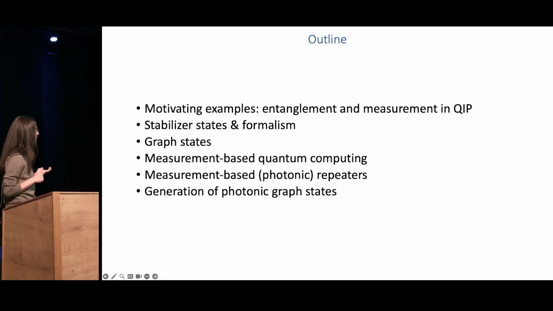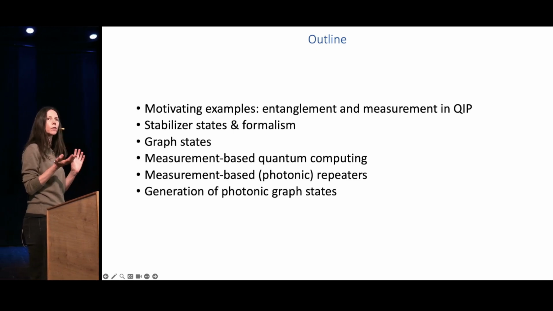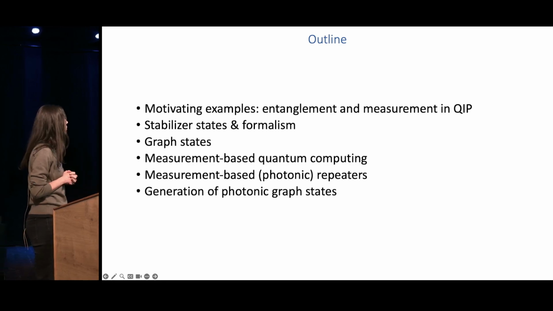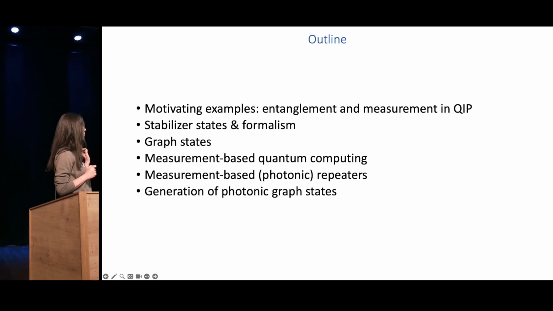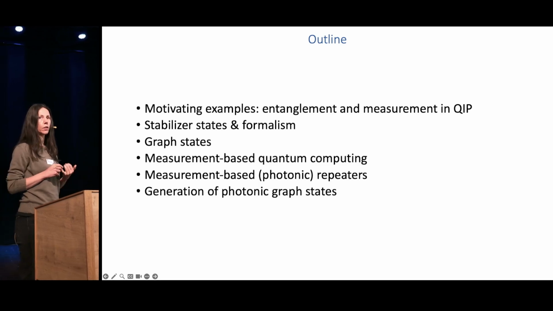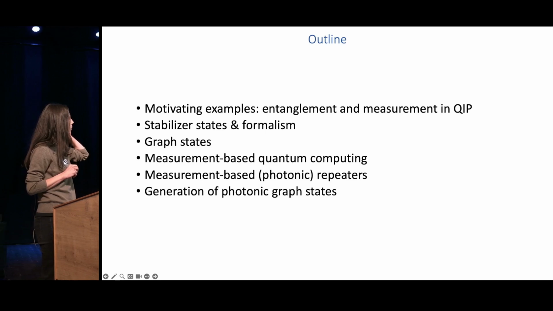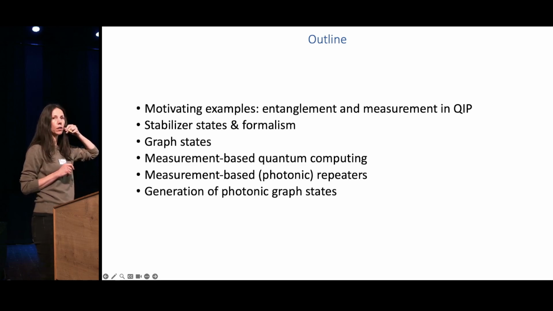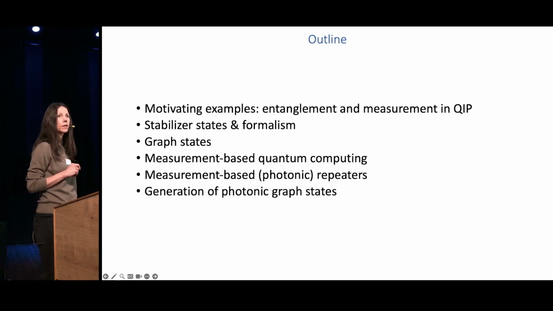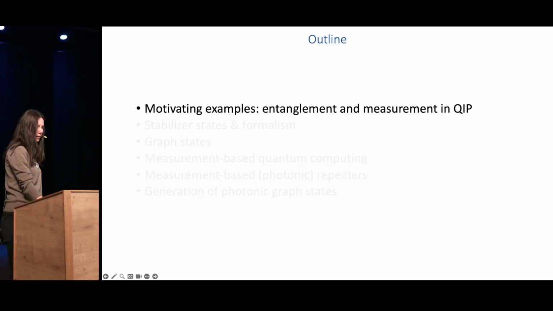I'll define graph states. I'll disambiguate them from cluster states. Some people use the terms interchangeably. I distinguish them. And I'll have a very brief discussion of measurement-based quantum computing, since you'll hear a whole lecture about it. I'll talk a little bit more about measurement-based repeaters for quantum networks. And then, time permitting, I'll talk about how we are trying to generate these kinds of states, at least for photons. All right, so let's go ahead and start.